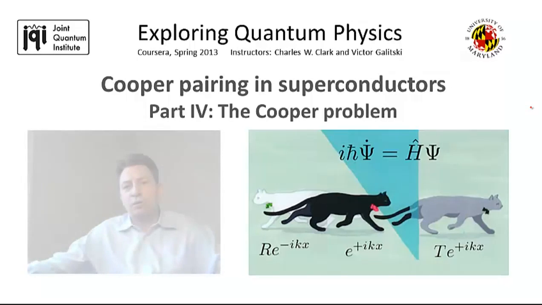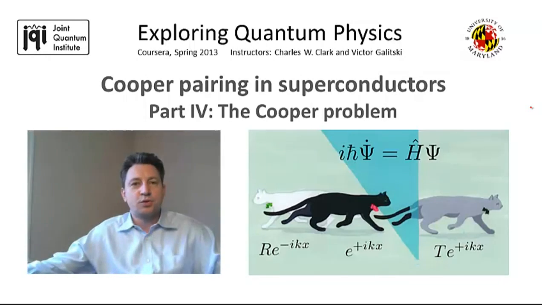So in this final part of the lecture, I will solve the Cooper problem, which is a problem of weakly attractive electrons near the Fermi surface that form pairs, so-called Cooper pairs, bound states of two electrons. And as we discussed, these Cooper pairs, at low temperatures, Bose-condense into a Bose-Einstein condensate, which becomes superfluid, and this is this amazing state that we know as superconductor.